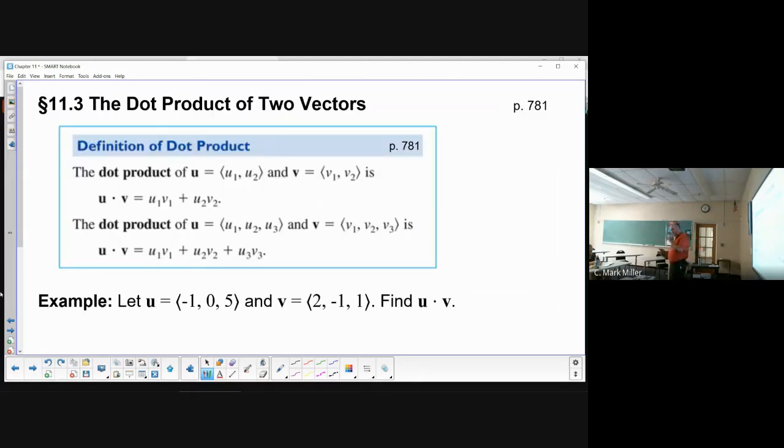Now we talked about adding and subtracting vectors. Now we're going to talk about multiplying. There are two ways to multiply vectors. One's called the dot product, which we're going to do first, and it's easy. The other is called the cross product, and it's a little more complicated. Before you even know what they are, the dot product of two vectors is a number, whereas the cross product of two vectors is another vector.